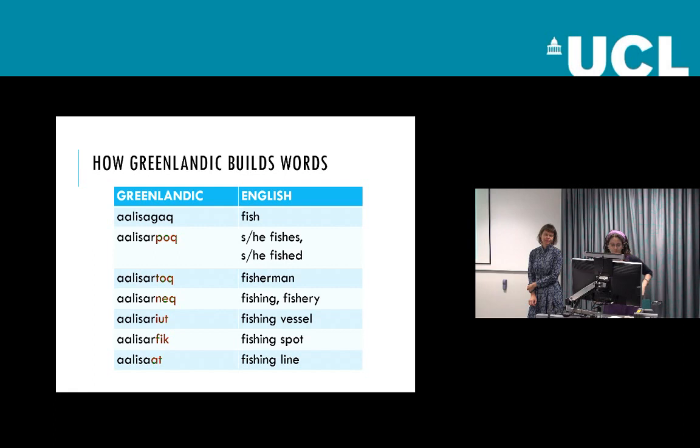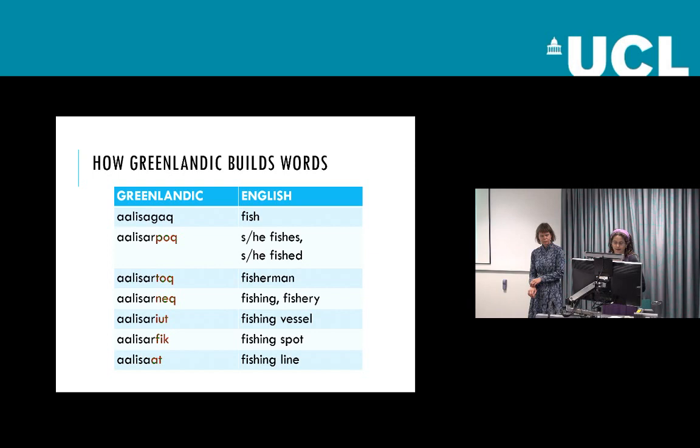So that's alisaupok. And if you put on this tok suffix, that means somebody who does something. So alisautok is a fisherman. The nek suffix is an abstract noun, so alisaunek is the concept of fishing, or sometimes a fishery, but fishing in the abstract. Then we have alisariut, a fishing vessel. And our beloved suffix fik, alisaufik, a fishing spot. You'll see this fik a lot. It's a place where something happens, and it's the same suffix in the word for table, nechivik. And then Alisat, a fishing line.